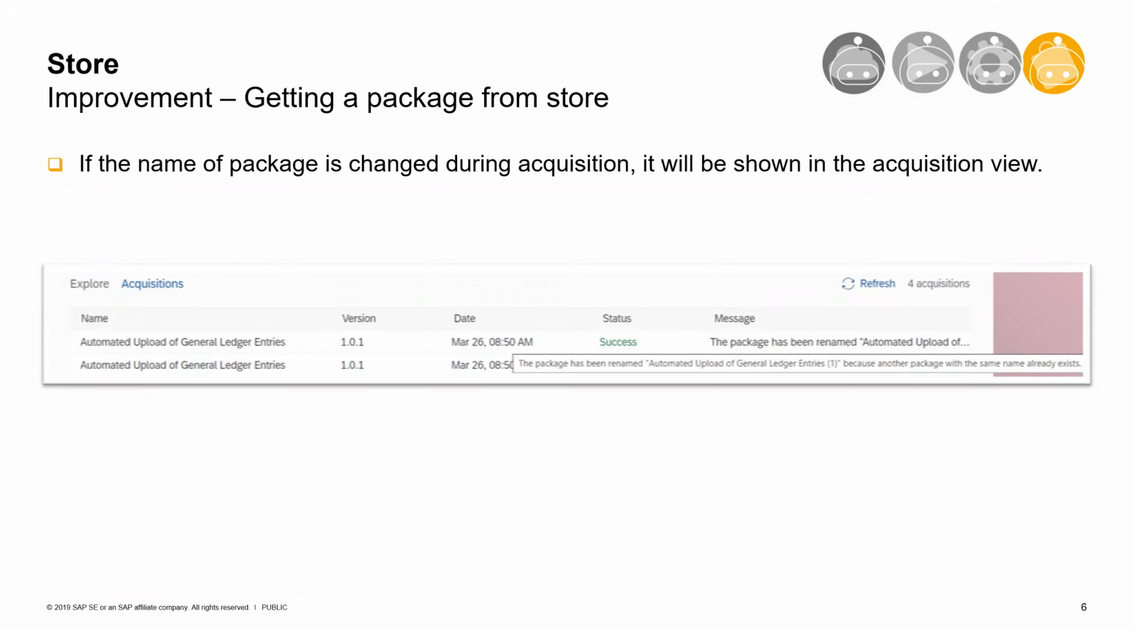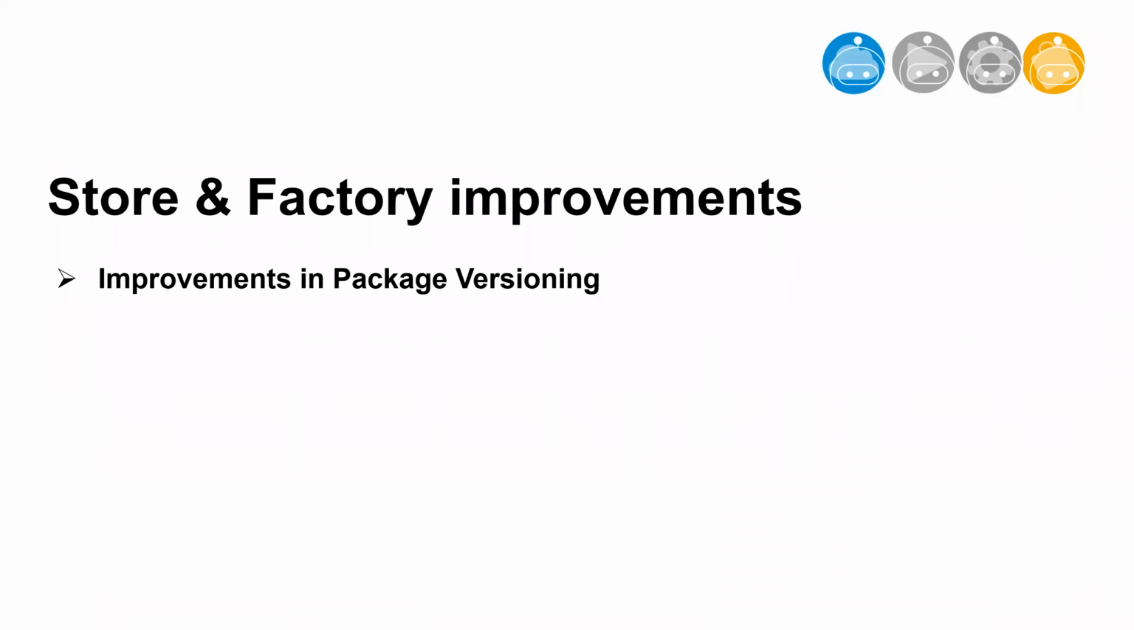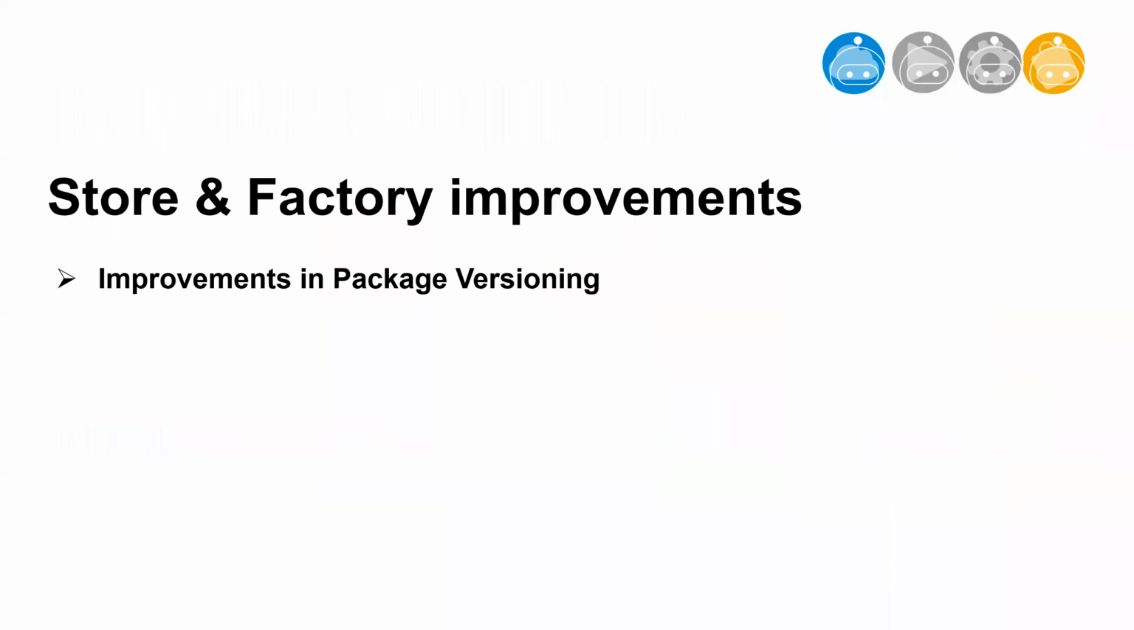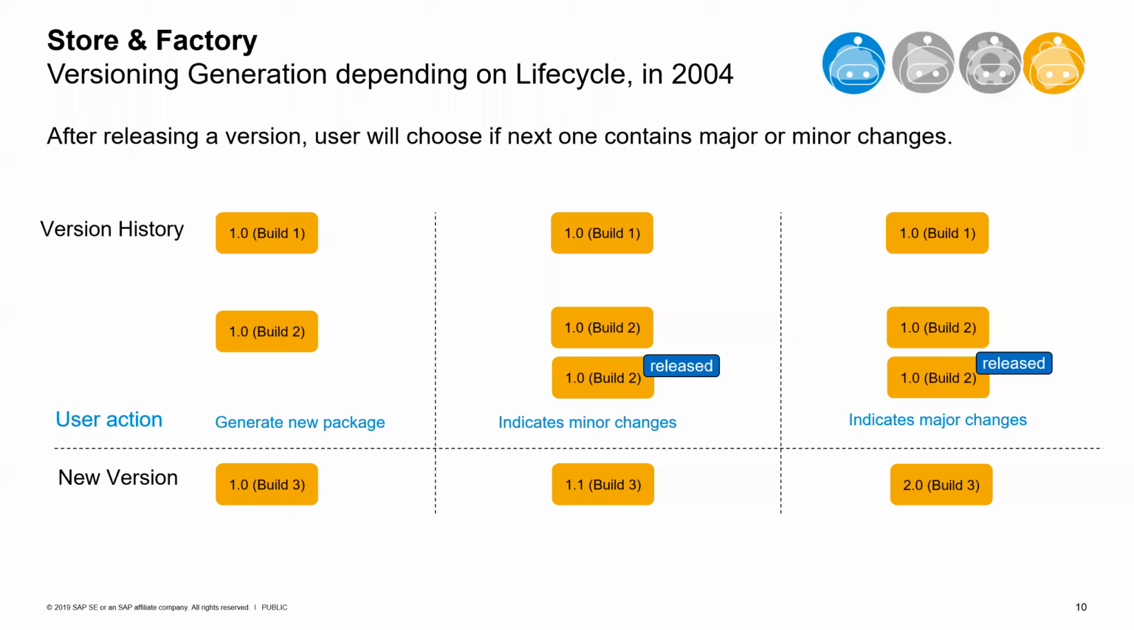Okay, so this is the first improvement. Now going into the store and factory improvements. The reason I clubbed them together is that this feature is applicable to both store and factory. This is mainly in terms of package versioning. So you will see what this improvement is all about. The improvement is all about improving the package versioning.